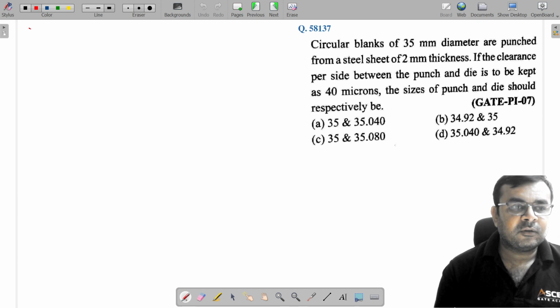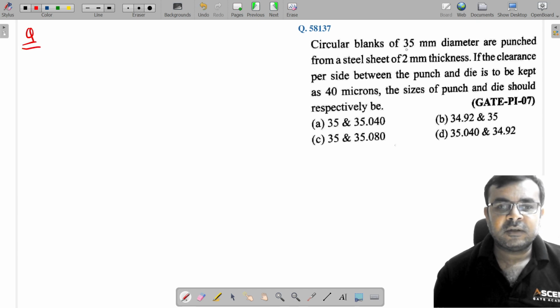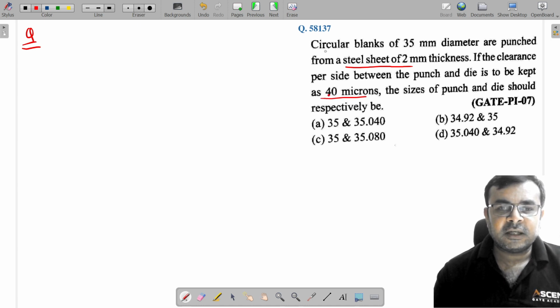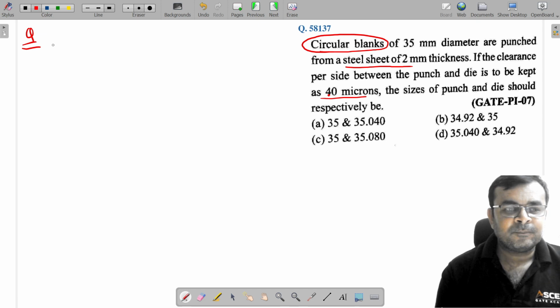Okay, so let's see another question. A circular blank of 35 mm diameter is punched from a steel sheet of 2 mm thickness. If the clearance per side between the punch and the die is to be kept as 40 microns. A circular blank of 35 mm diameter is punched from steel sheet. So this is a blanking operation. So don't be confused. This is a blanking operation.